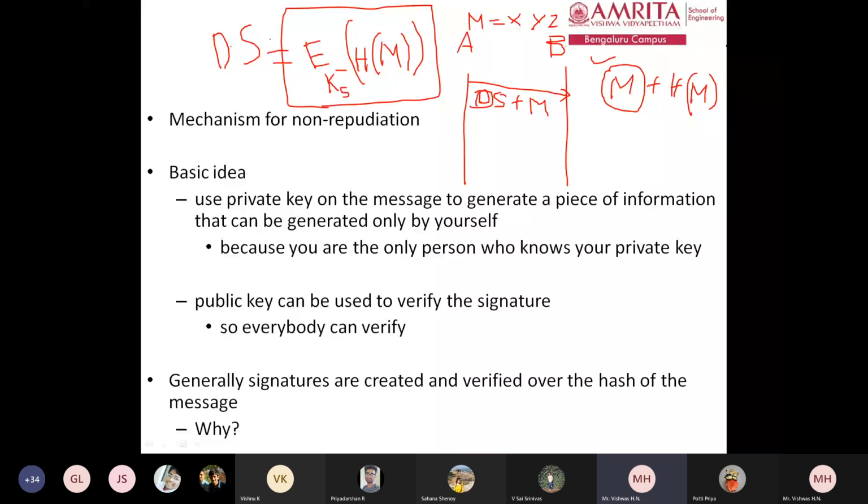If in transit this message is altered, what happens when you try to find the hash function? When B tries to find the hash function of this message, instead of XYZ, if it is YZX, that means the message is altered. So the hash function will vary. The hash function generated in B and the hash function received will vary. Once it is varying, that means integrity is not proved. Is that clear? So that's why generally signatures are created and verified over the hash of the message to verify the integrity of the message. Is it clear, students? This is a very important question.